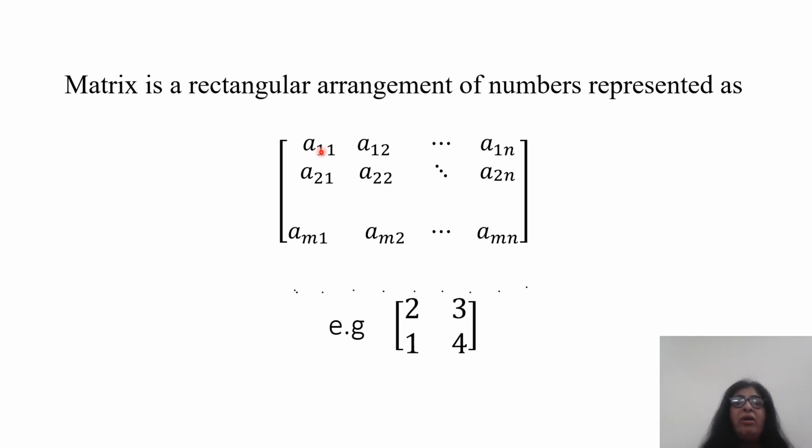Now A11, A21 and Am1 is the first column. A12, A22 and Am2 is the second column. A1n, A2n, Amn is the nth column. So it's an m by n matrix. For example, if you have the matrix with 2, 3, 1, 4 as the elements, then it's a square matrix of order 2, having 2 rows and 2 columns, right?